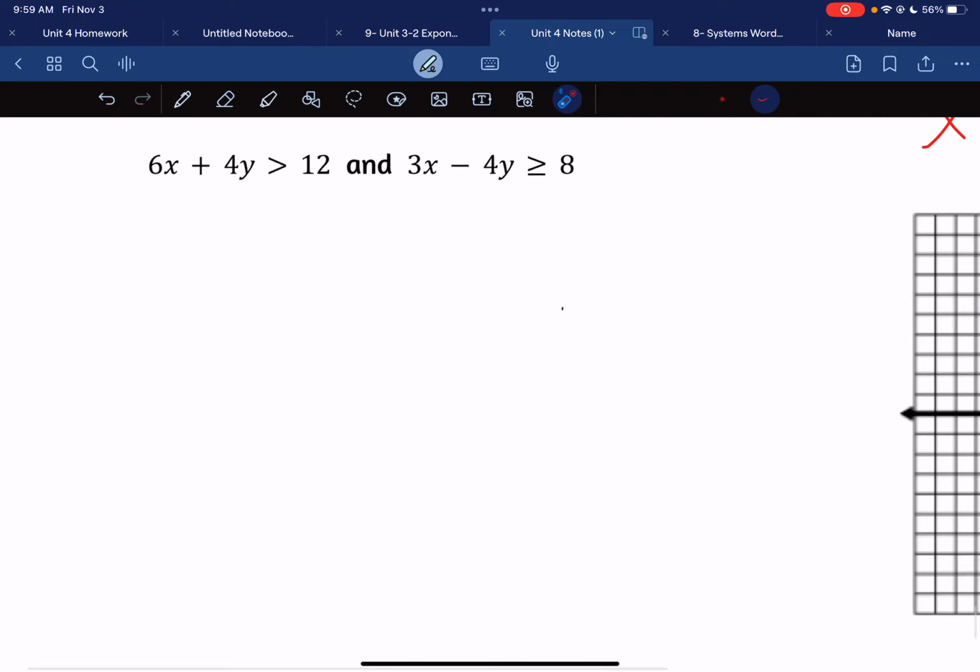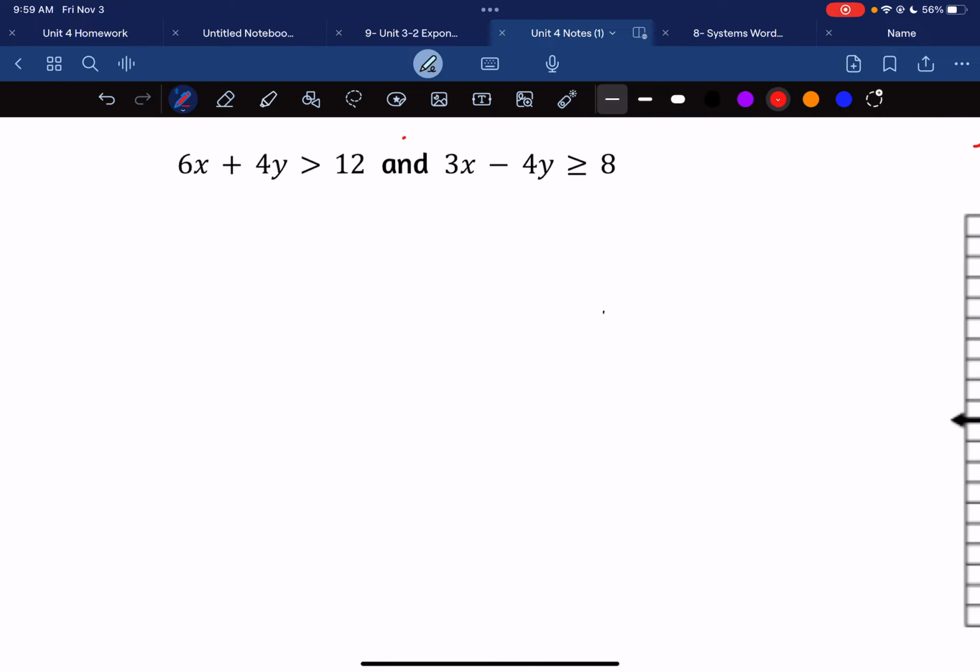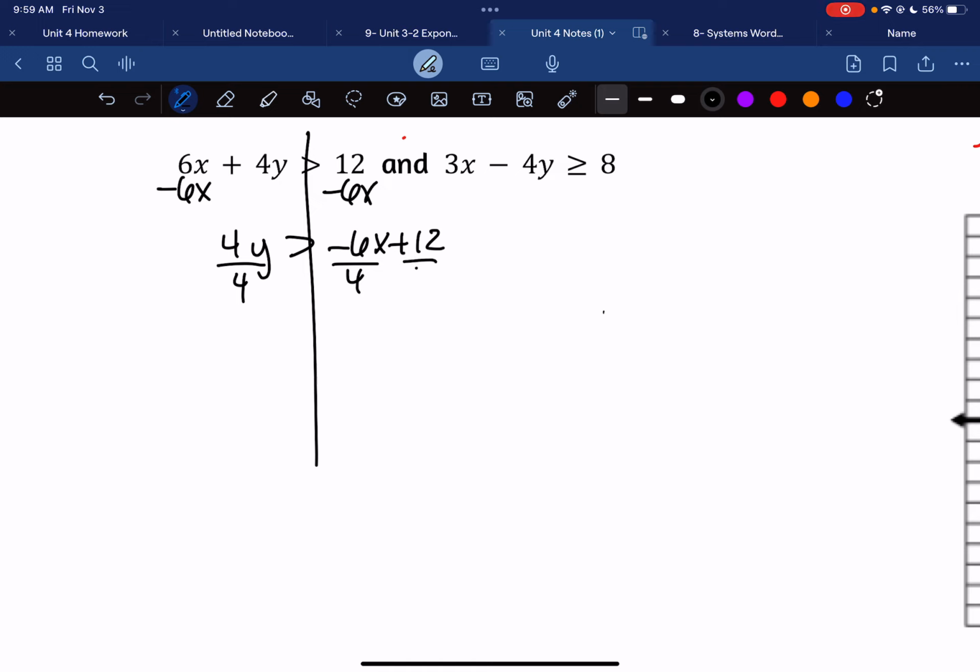All right, step 1, change these to y equals mx plus b. So let me go ahead and do that. So I'm doing -6x, -6x. All right, so we have 4y, keep the same sign, -6x plus 12. Divide by 4, divide by 4, divide by 4. This is a +4, so I don't need to flip signs. So we go y, keep that there. This reduces to -3/2 x plus 3.